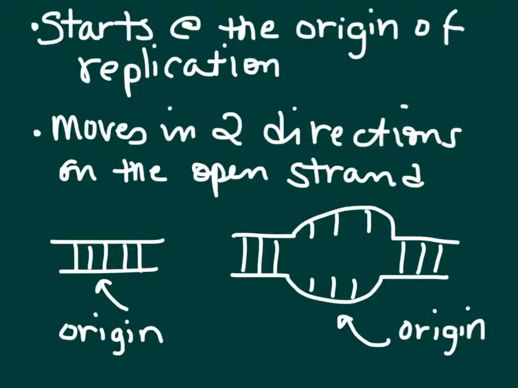Part of the reason that's true is because in bacteria, their chromosomes are circular. They're round. In eukaryotes, the chromosomes are linear. So we have to have it in multiple spots to make sure we get the whole linear strand. The circle, it's going to be easy because it's just going to go in a circle until it meets itself on the other side.